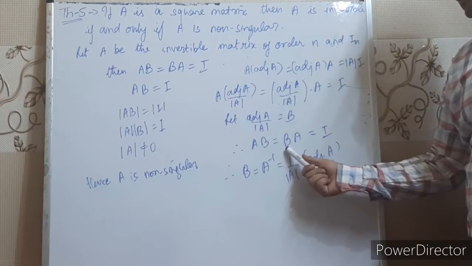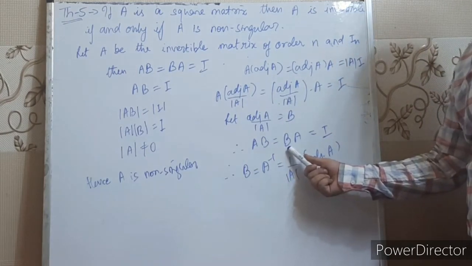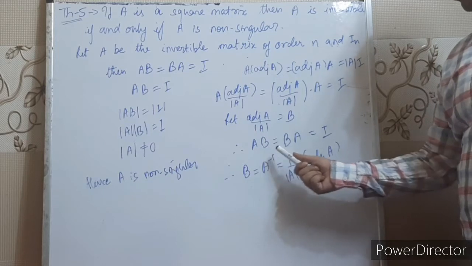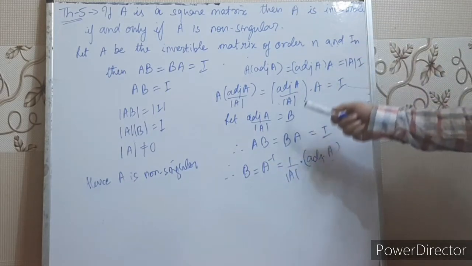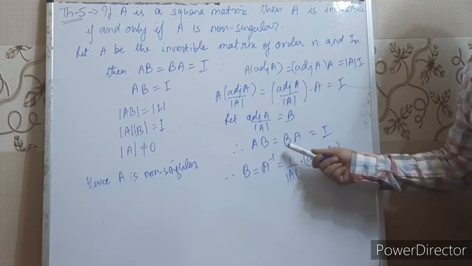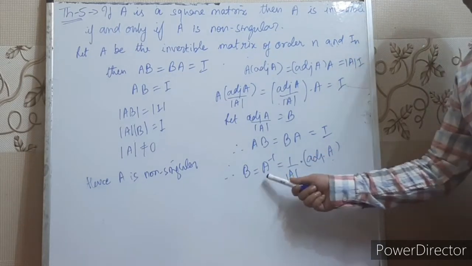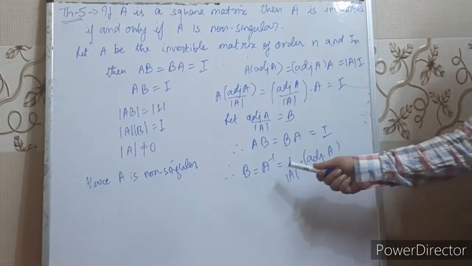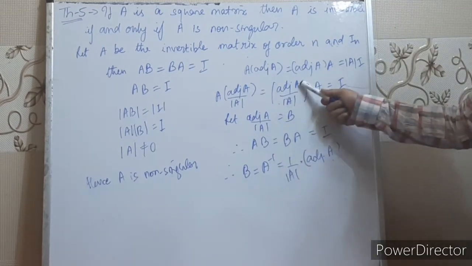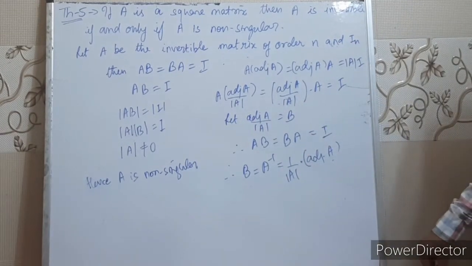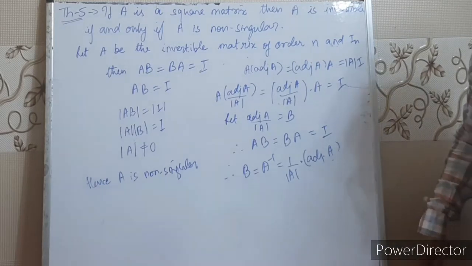Right, children? We have discussed in the definition of invertible matrix that this condition is only possible when B is the inverse of A. So the value of B will be A inverse, and the formula for calculating A inverse is adjoint of A upon determinant of A. Right, children? Please note down.